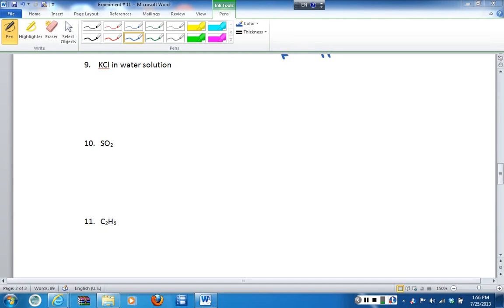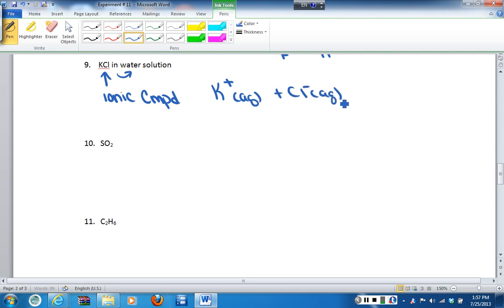Okay, so moving on to our next example, we look at KCl in water solution. With KCl, you know that this is an ionic compound, and you know that it is soluble in water. So when it's present in water, it breaks apart or dissociates into K plus and Cl minus. And we also have the water present, so we have H2O.